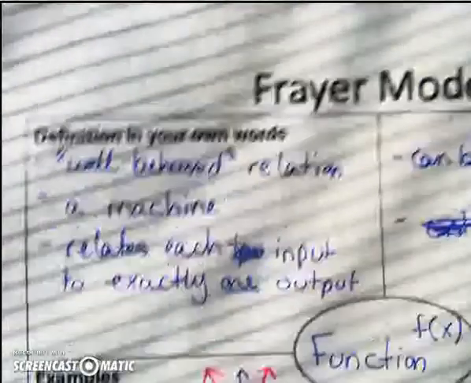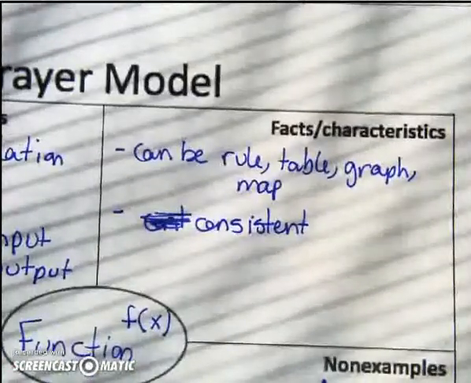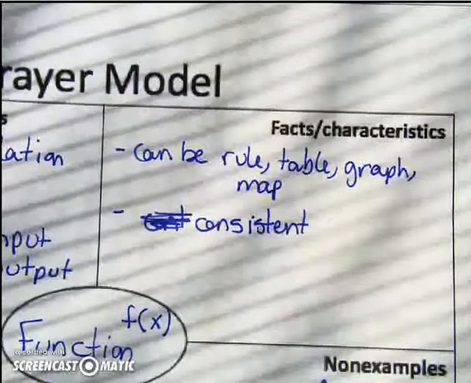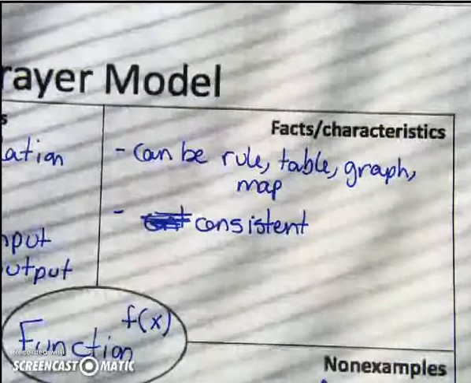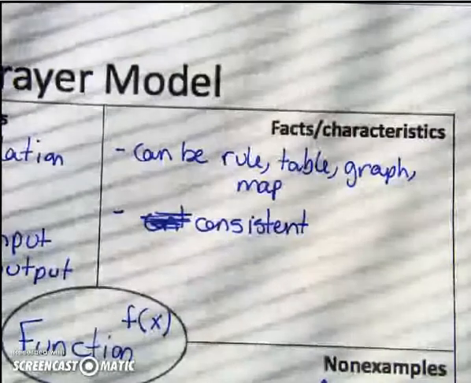Okay? So the right box is for facts or characteristics. And here's where you should note that it can be a rule, a table, a graph, or a map, and that functions are always consistent. So that means for one number, they don't do something different than another. Okay.